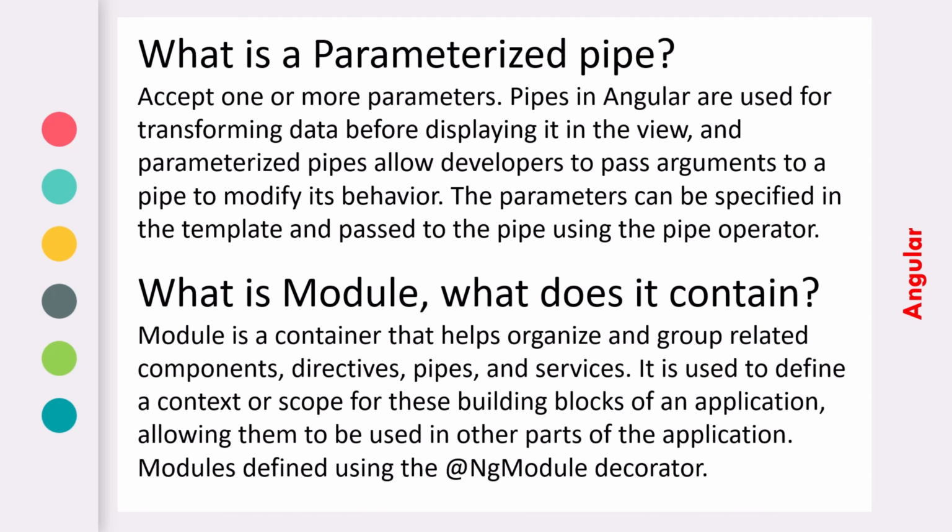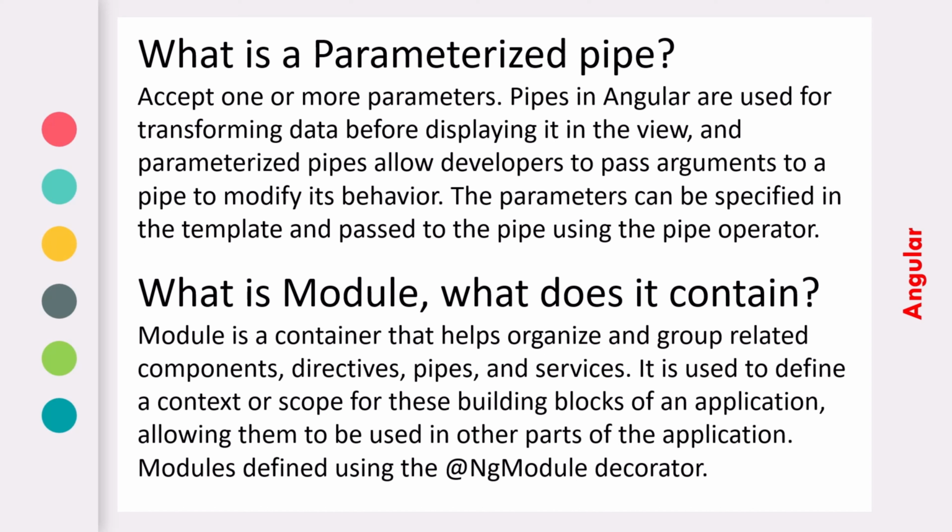What is a parameterized pipe? A parameterized pipe is an Angular pipe that can accept one or more parameters. Pipes in Angular are used for transforming data before displaying it in the view. A parameterized pipe allows developers to pass arguments to a pipe to modify its behavior. The parameters can be specified in the template and passed to the pipe using the pipe operator.